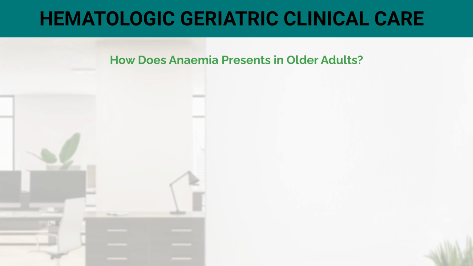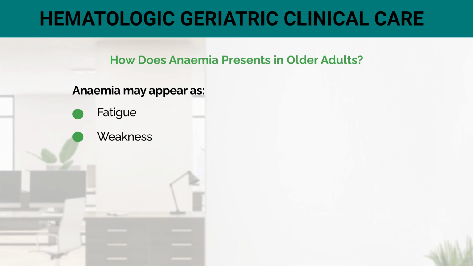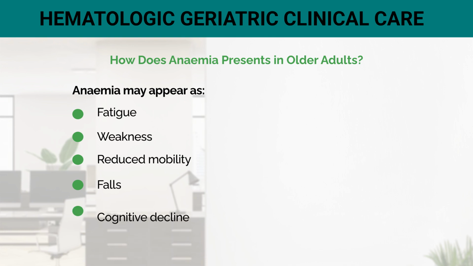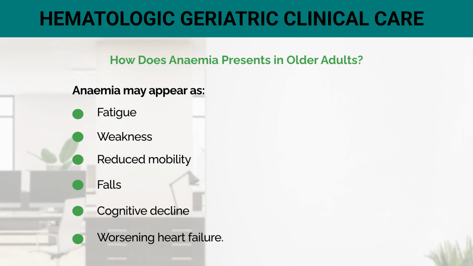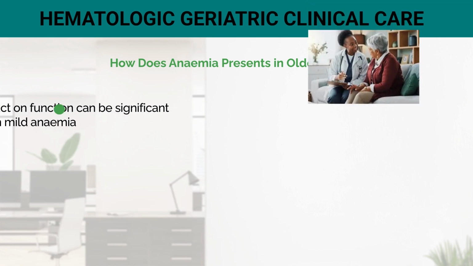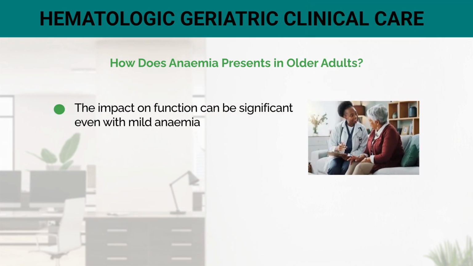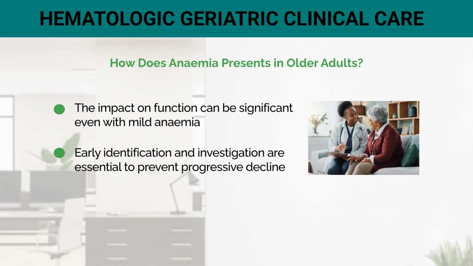Anemia often presents atypically. Instead of dramatic symptoms, anemia may appear as fatigue, weakness, reduced mobility, falls, cognitive decline, or worsening heart failure. Because the impact on function can be significant even with mild anemia, early identification and investigation are essential to prevent progressive decline.